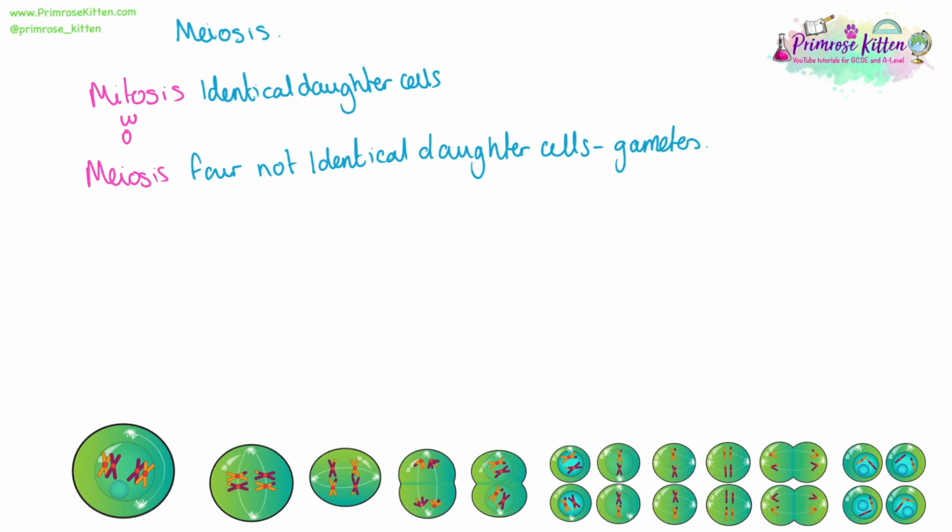This is one topic where your spelling and your handwriting is very important. If the examiner cannot tell what you've written down, meiosis or mitosis, it's going to be really hard for them to give you the marks. So make sure you can spell these words and your handwriting is clear.